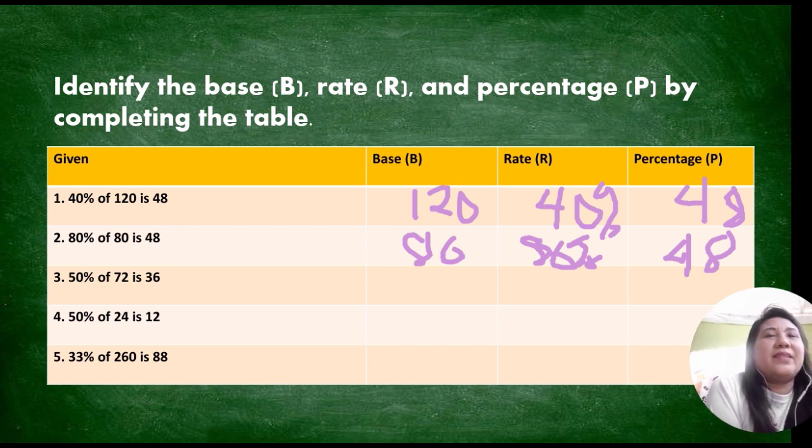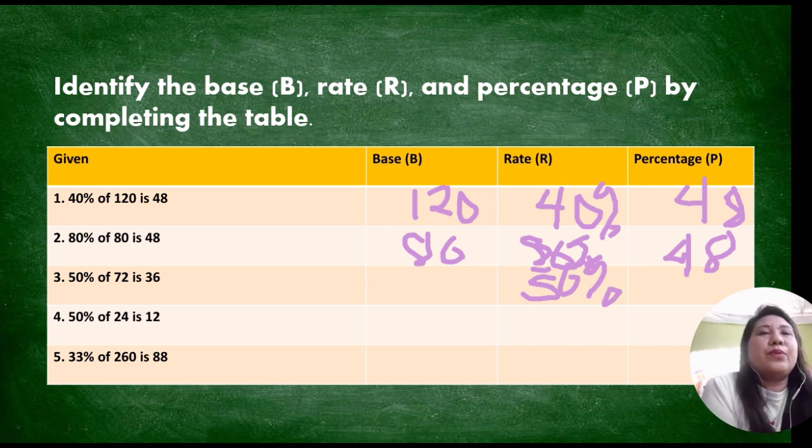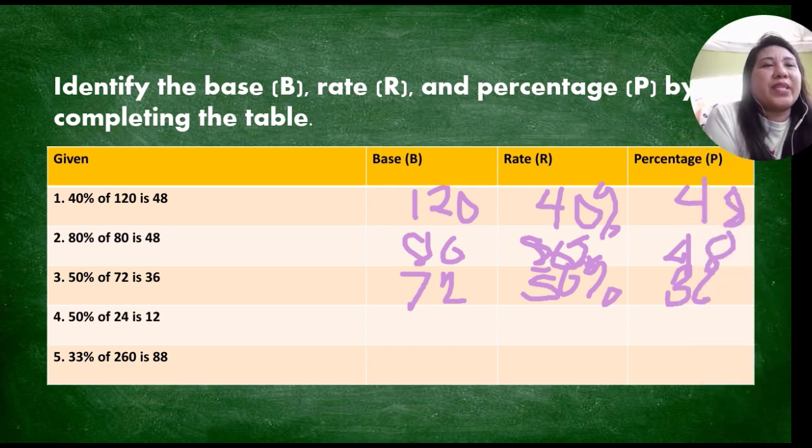Very good. Let's proceed to number 3. 50% of 72 is 36. What is 50%? It is your rate. What about 72? 72 is your base. And 36 is your percentage. Did you get it right? Very good.